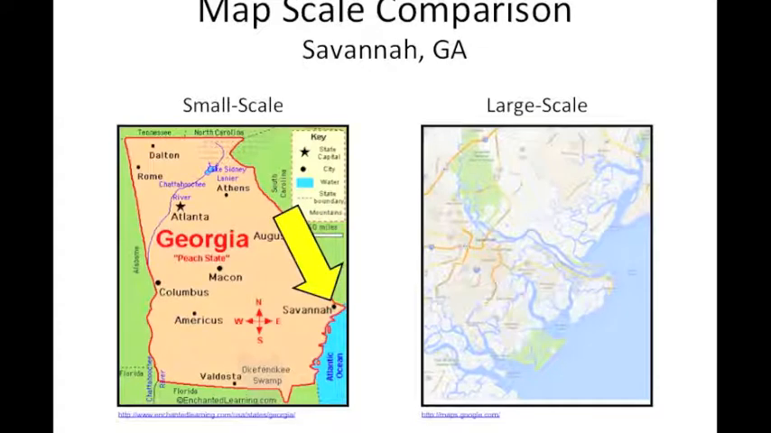So here's an example. There's Savannah on a small scale map, and there's Savannah on a large scale map. Can anybody think of any advantages to each one or notice any major differences?